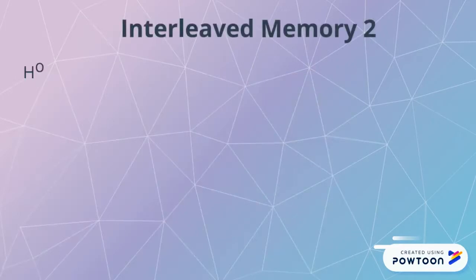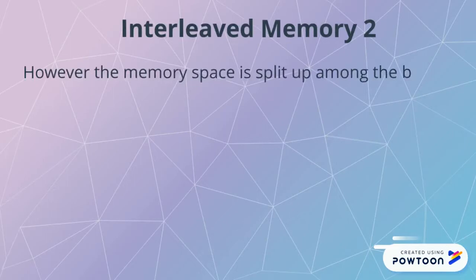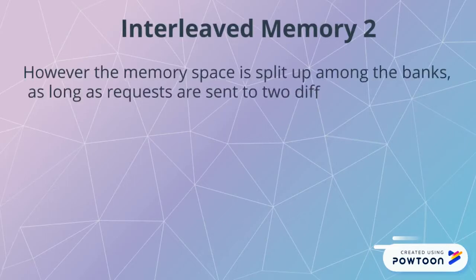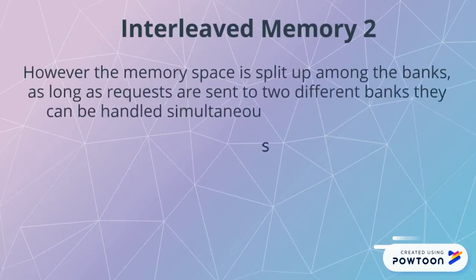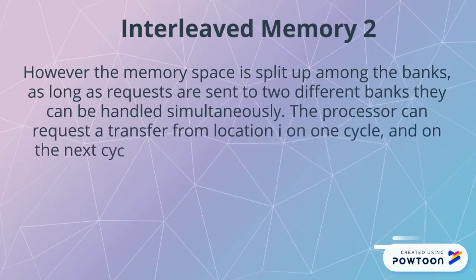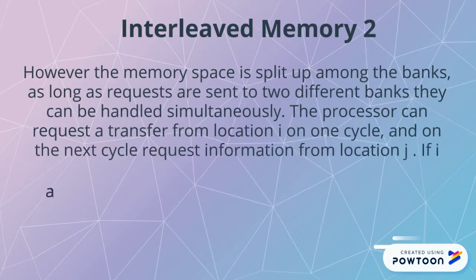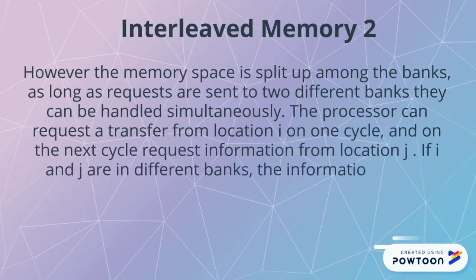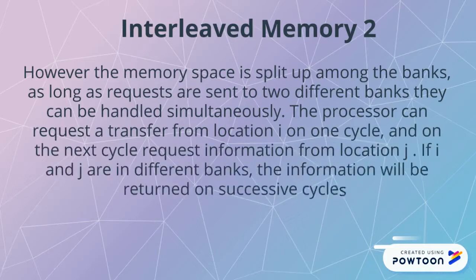In interleave memory, the memory space is split up among the banks. As long as requests are sent to 2 different banks, they can be handled simultaneously. The processor can request a transfer from location I on one cycle, and on the next cycle request information from location J. If I and J are in different banks, the information will be returned on successive cycles.